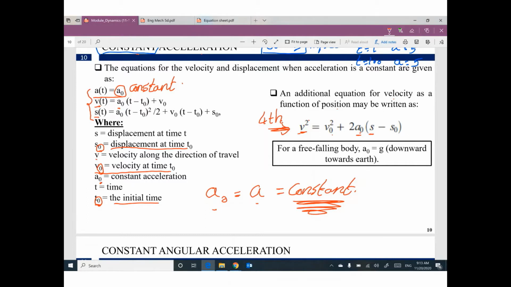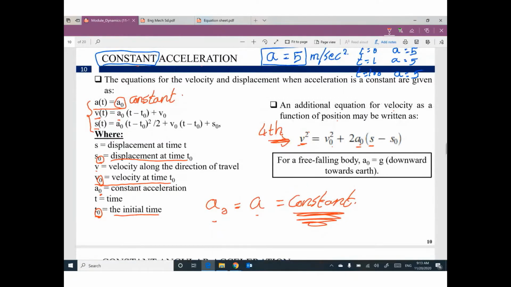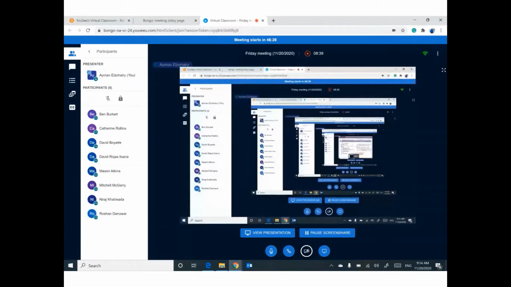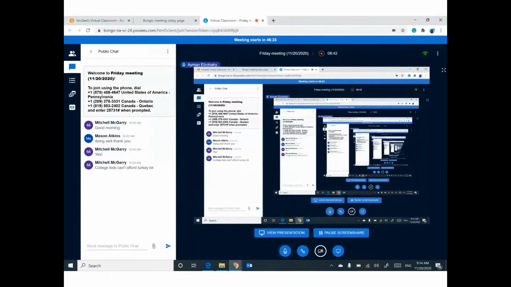So please be careful. If the problem is talking about constant acceleration, you have to come back to this slide, slide number 10. If the condition is talking about constant acceleration, it means you have to come back to this slide and use these three equations or this fourth equation. Any questions so far? Guys, do you have any questions so far?